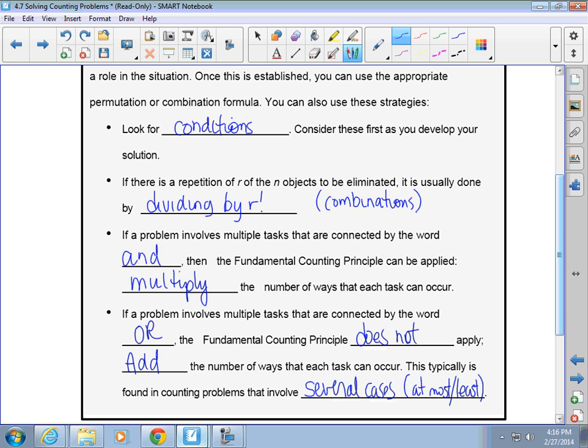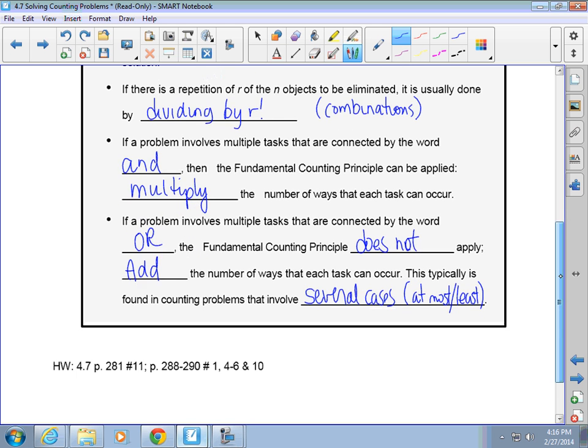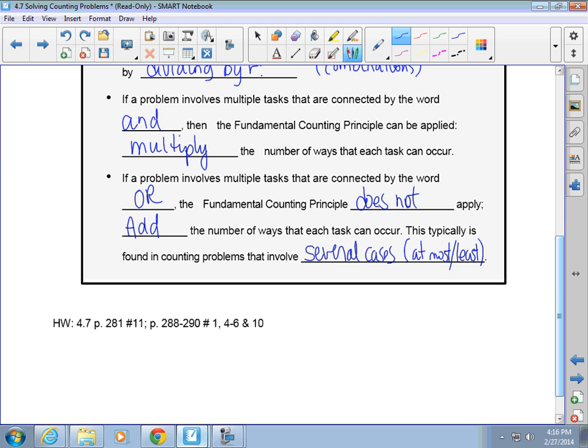Okay, that's all for this section, so it's the last section. Our test will be coming up. Do these practice questions in your book, and good luck.